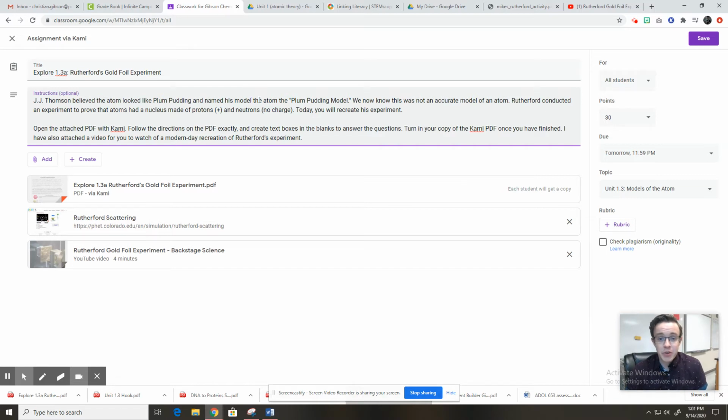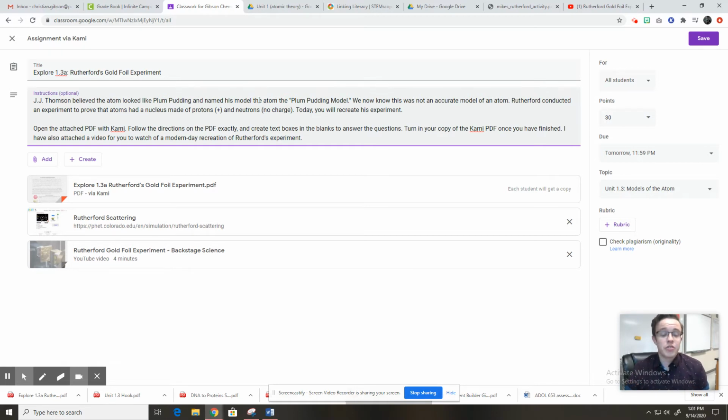Like we said, we know that's not accurate now. You guys could probably draw a more accurate model of an atom than what J.J. Thompson believed it looked like. So this dude named Rutherford conducted an experiment to prove that atoms had a nucleus. He was trying to basically look at J.J. Thompson's model of the atom and test to see if it was reliable. And he found out that it wasn't. He discovered that atoms have a nucleus. And you guys know now that the nucleus of atoms is made of protons, which are positive, and neutrons, which are neutral. So overall, the nucleus has a positive charge.